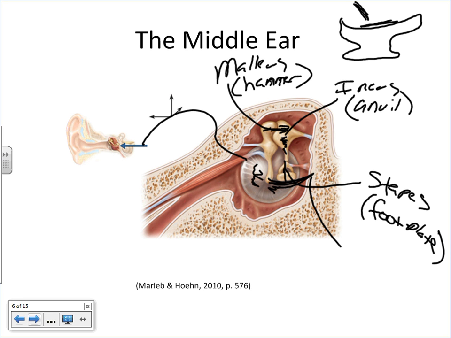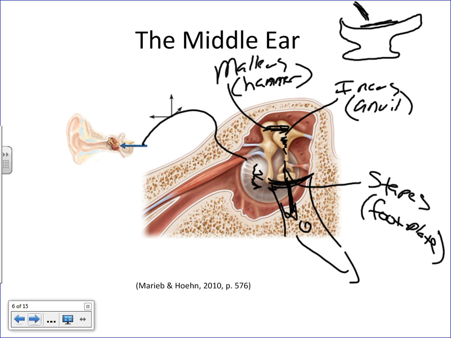So you can get the picture here that as this eardrum vibrates and as these bones move around in the middle ear, eventually the stapes is going to press against the cochlea. And what do you think is going to happen to the fluid inside the cochlea? If this is constantly pressing on it and applying force to the cochlea, the fluid's going to shift and move. I'll talk about what happens there.